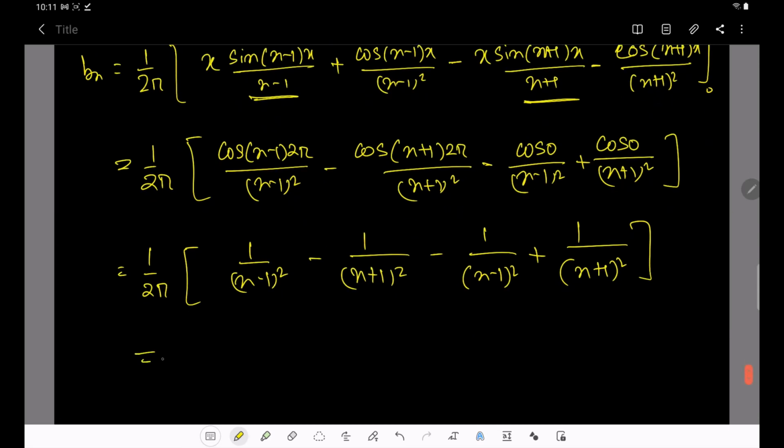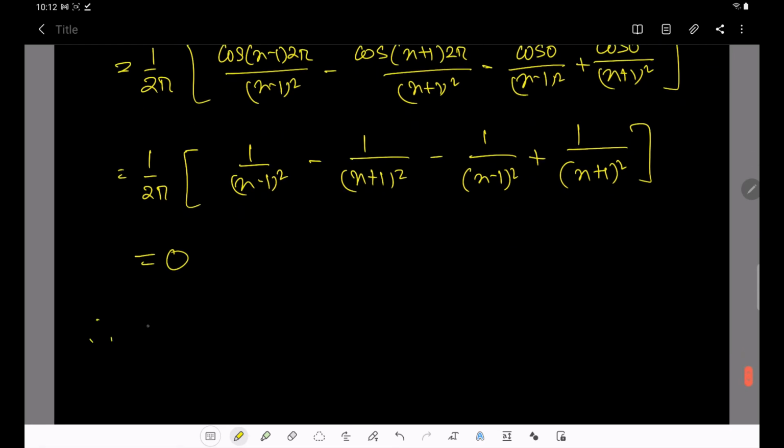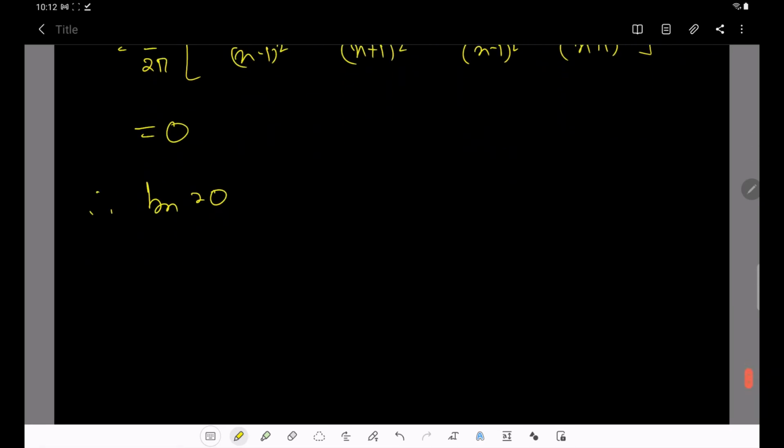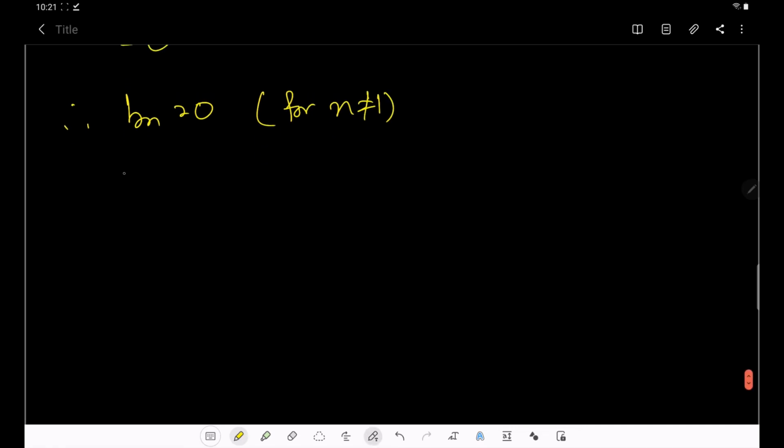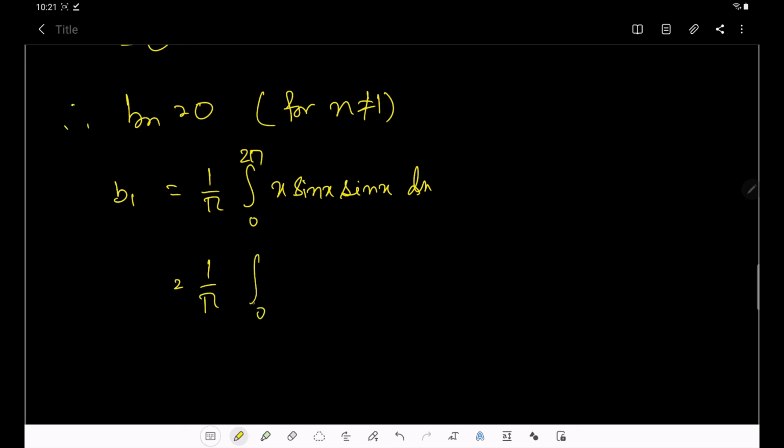So we are getting it equal to 0. So therefore Bn is equal to 0. This Bn equal to 0 only for n not equal to 1. So that means we have to find the value of B1, which can be written as 1 by pi, 0 to 2 pi, x sin x times sin x dx, that is 1 by pi, 0 to 2 pi, x sin square x dx.